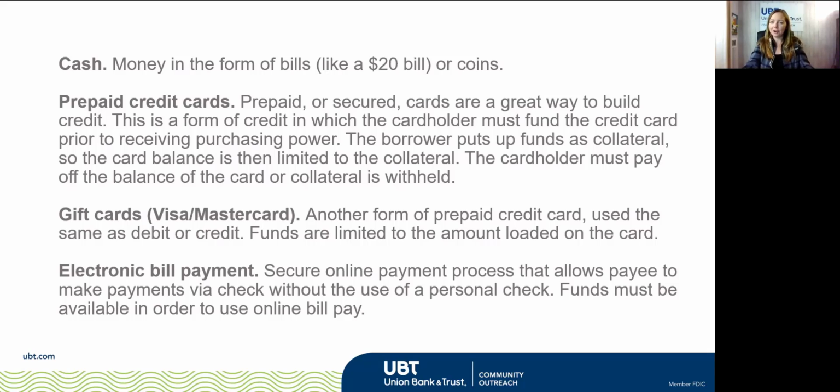Cash. Cash is our most well-known way of currency and making payments. It's money in the form of bills like $20 bills or coins. So cash is taken in most places. Sometimes I run into a register at the grocery store that will only take debit or credit, and that's okay. But cash needs to be available in your bank account in order to even use your debit or credit. So cash is one of our main ways of spending money.